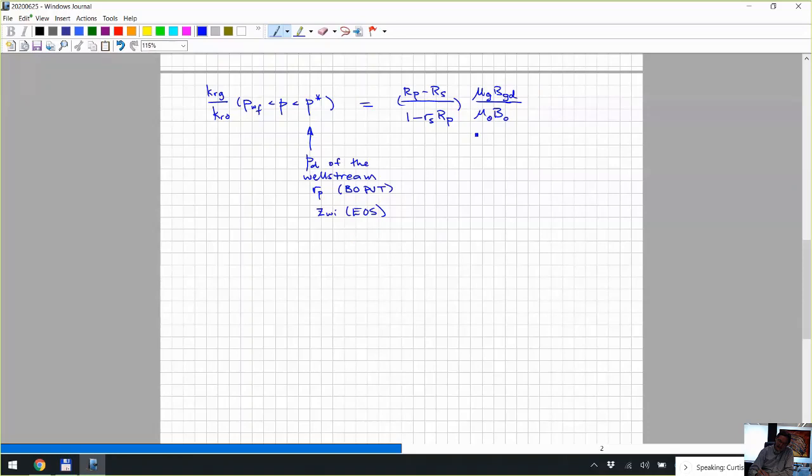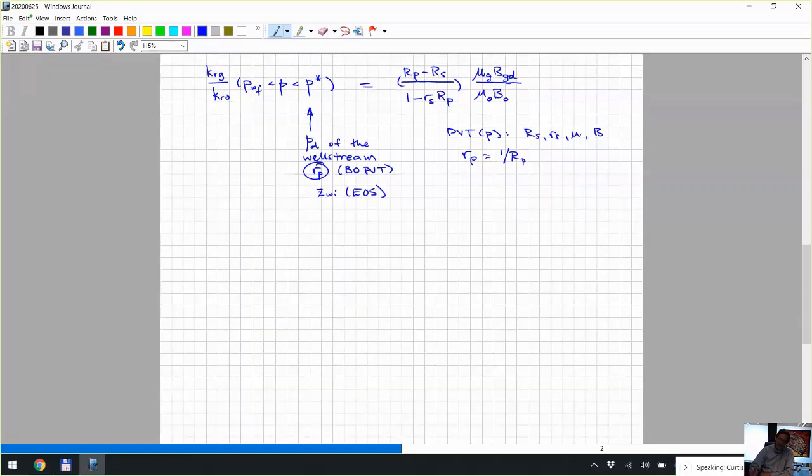So we've got the PVT properties, and then we've got the producing PVT property as a function of pressure. That's the RS, little rs, mu, and B. And then the producing RP, that's this 1 over RP. Okay, so that's all you need to find that ratio. So I wanted to look at where this magical equation comes from. I just wanted to try to get a derivation for that.